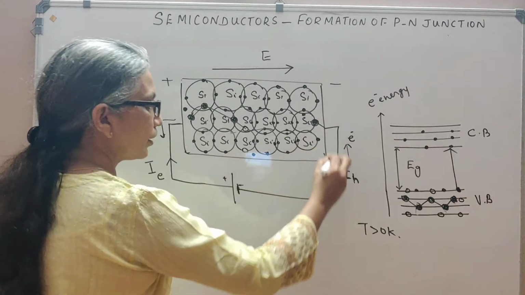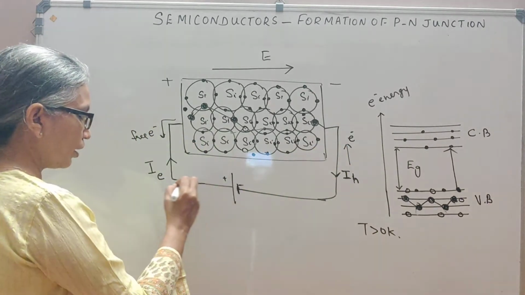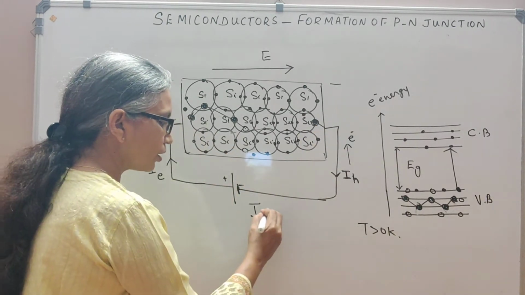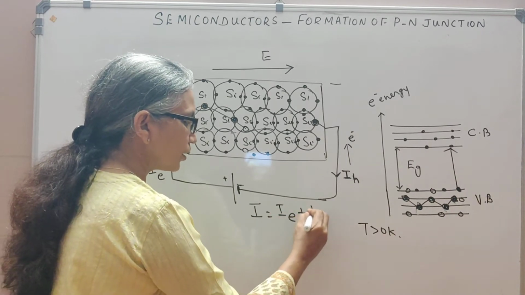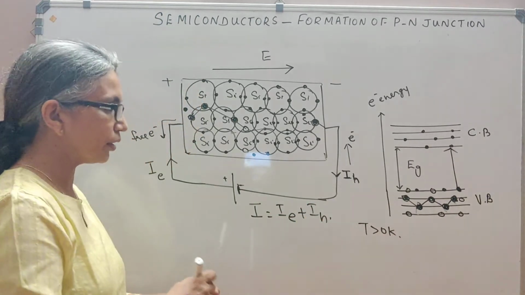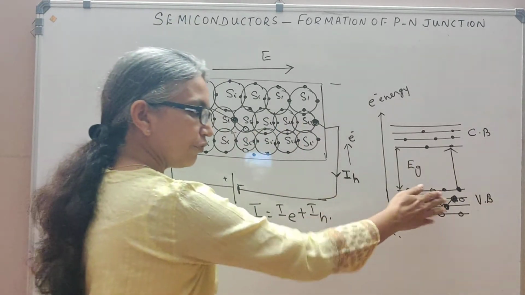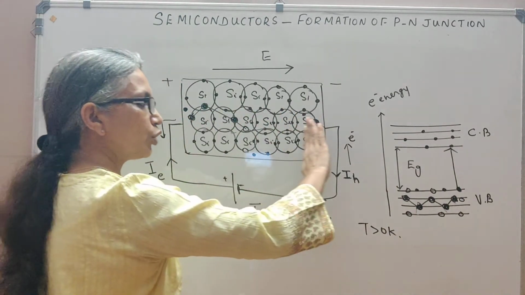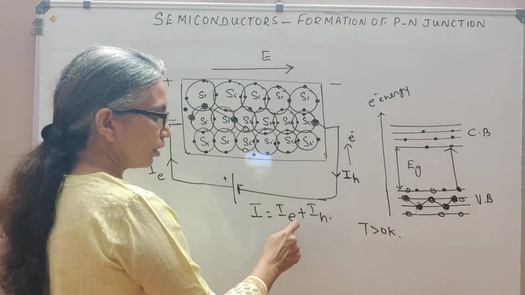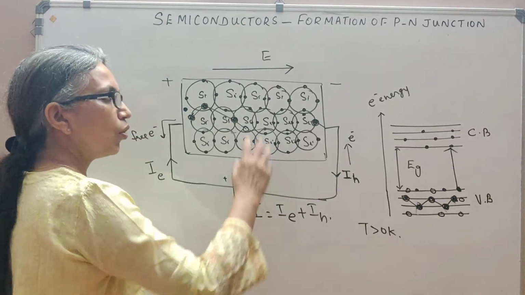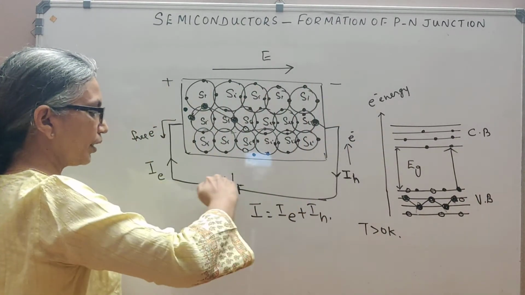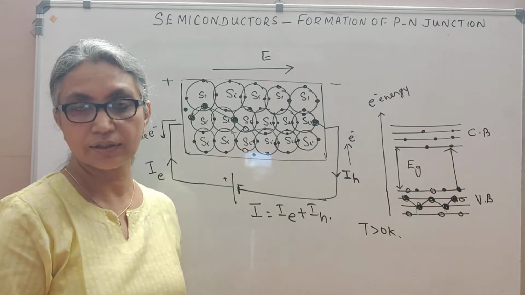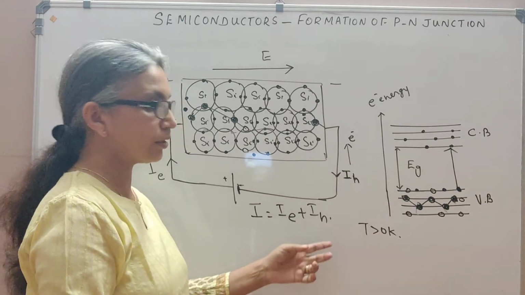So you will see that in the external circuit you have the current due to the electron and the current due to the hole in the same direction. So the total current is going to be the current due to the electron plus the current due to the hole. Due to the movement of electrons in the valence band, when the electrons are moving to the left, the holes are moving to the right, and therefore there is a current which is called the hole current. Also you have these free electrons moving towards the positive terminal, which is what you call the electron current.